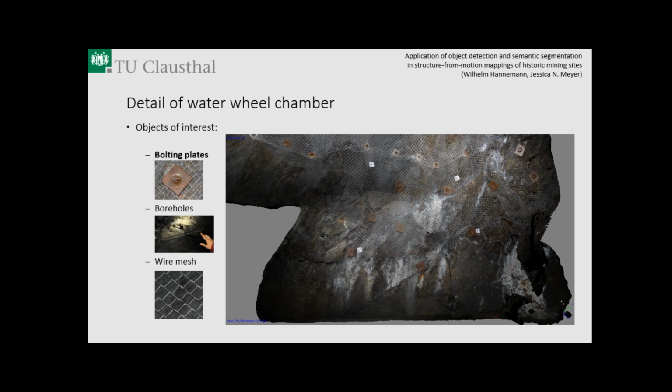So now I will come to the real topic today, the application of object detection and semantic segmentation. Here is an image of one water wheel chamber. This chamber is about 10 meters long, 5 meters high and wide. And on this face wall are several objects of interest. There are these metal bolting plates, which are a modern addition, but we use them as a test example for our object detection. There are sometimes boreholes from black powder blasting, which are more of interest for archaeologists, and there are tool marks.